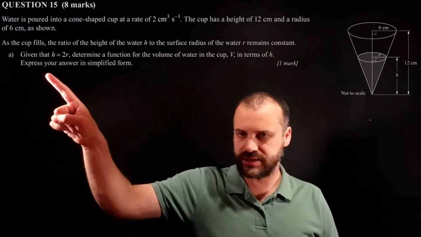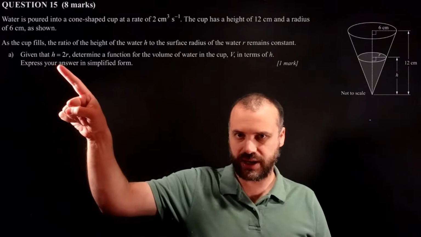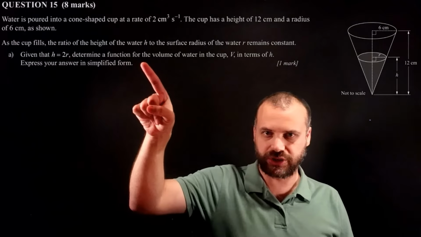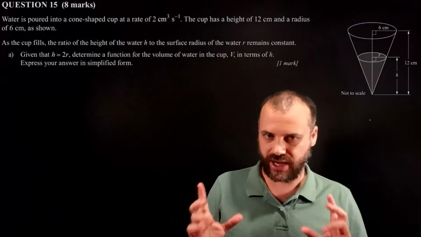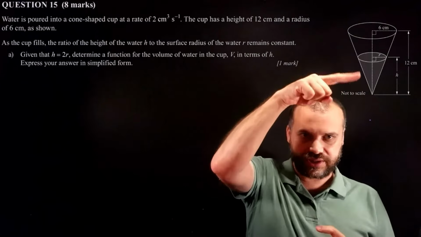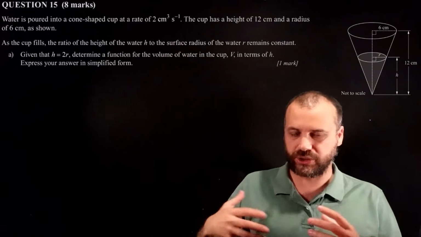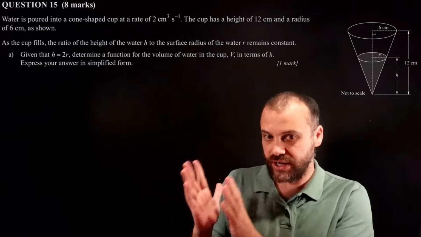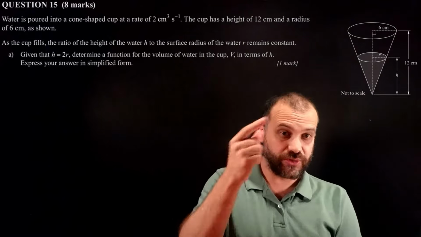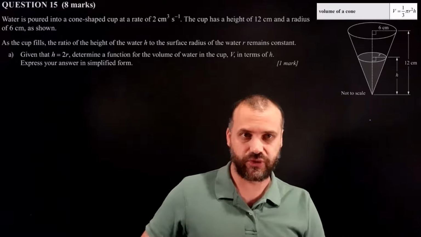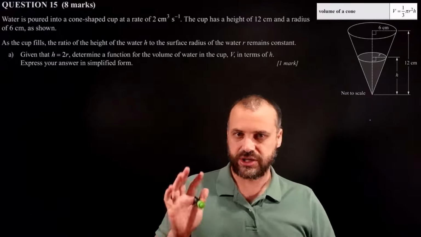All right, it says, given that H equals 2R, determine a function for the volume of water in the cup, V, in terms of H. So this liquid in the cup, however much, we want to calculate a function, V equals, and then some function. Now, volume of a cone, it's sitting on your formula sheet. So there it is. So we'll write that down.